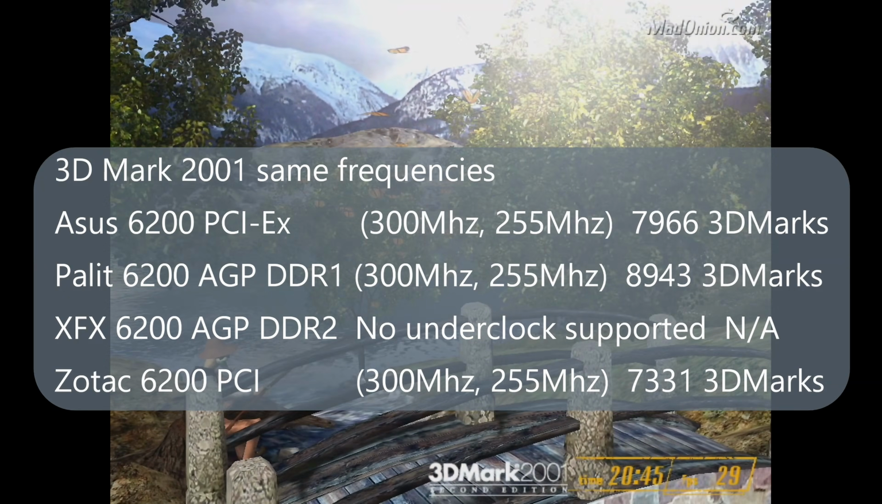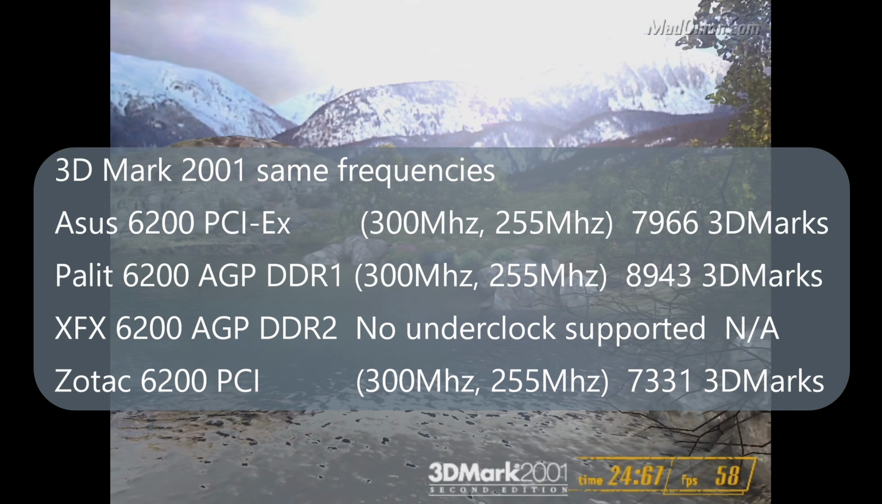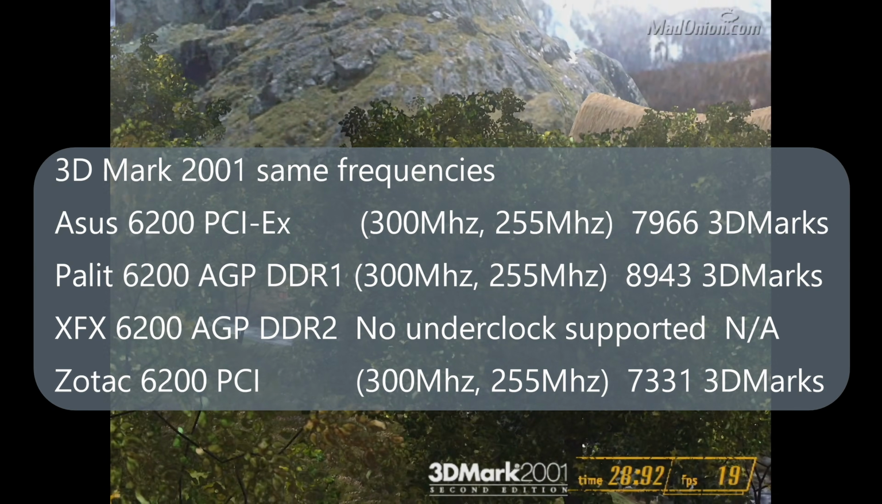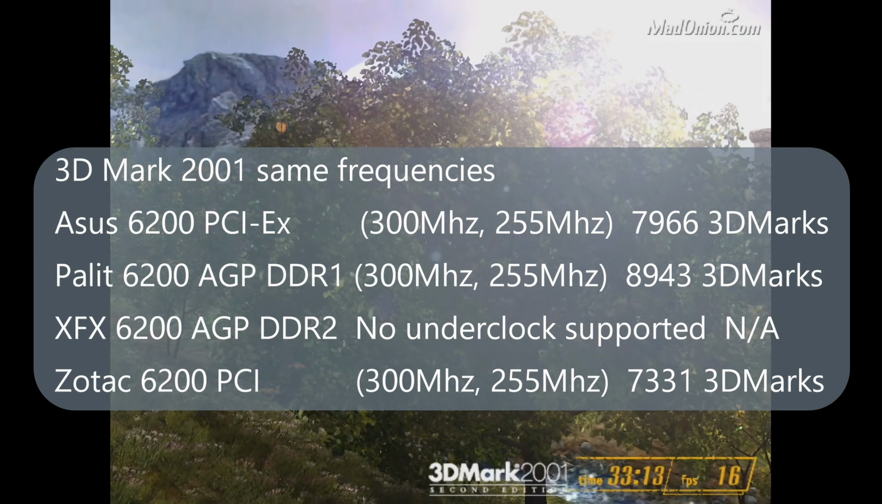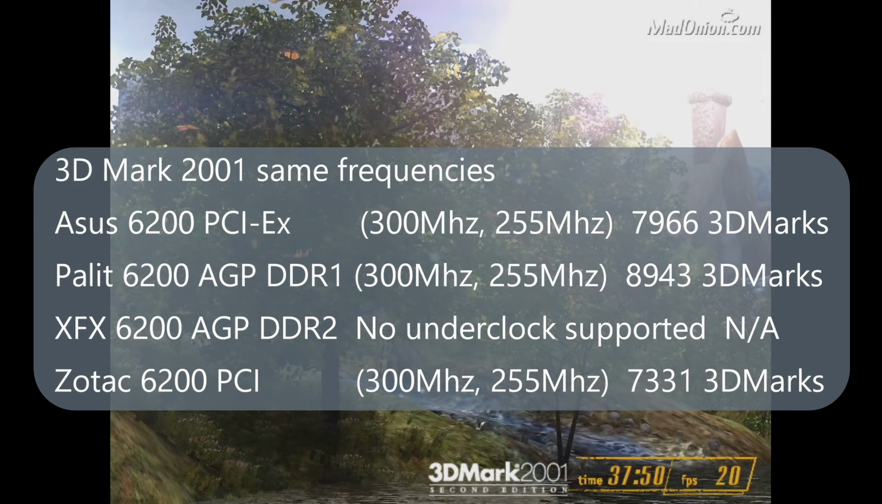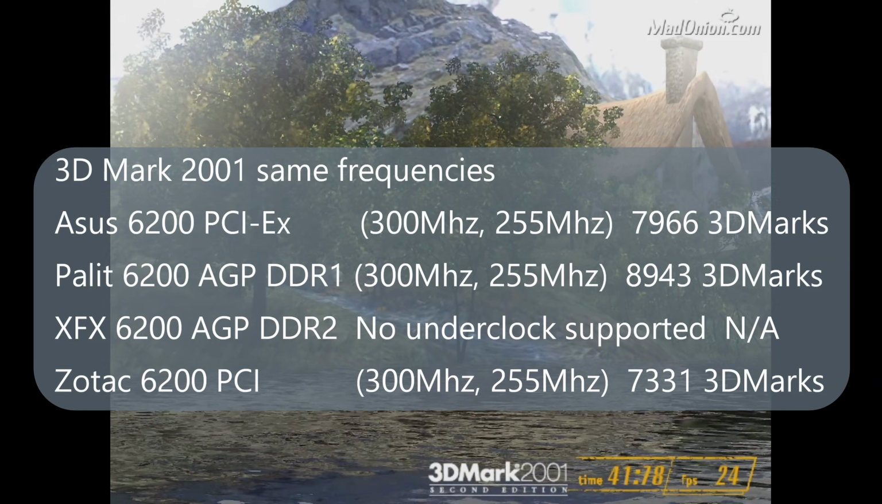Then we use Riva Tuner to get them to the same frequency, except for the XFX card that becomes unstable as soon as I touch any of the frequencies. I suspect that some capacitors need replacing. And the AGP shines through. But this happens because 255 is a really high value for DDR1 and a modest one for DDR2.